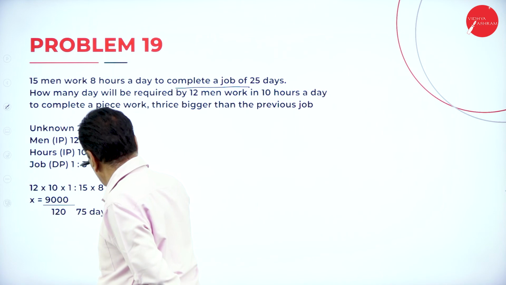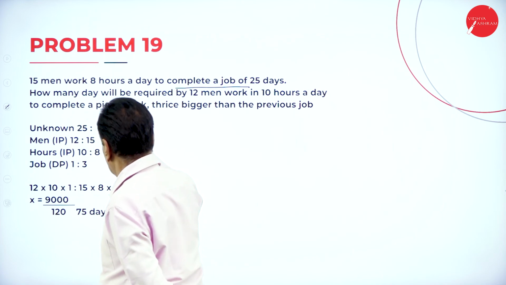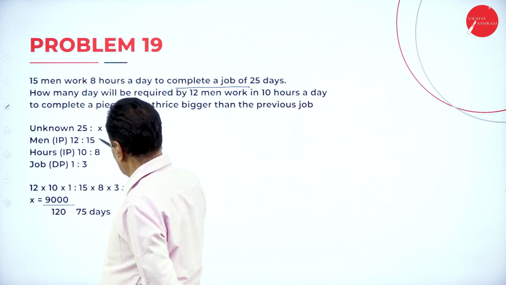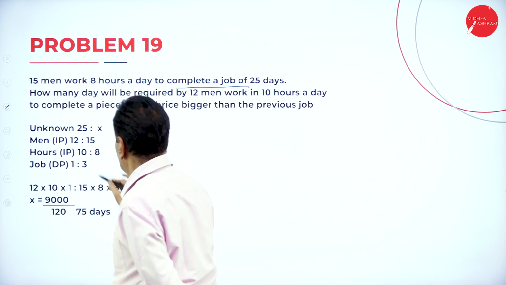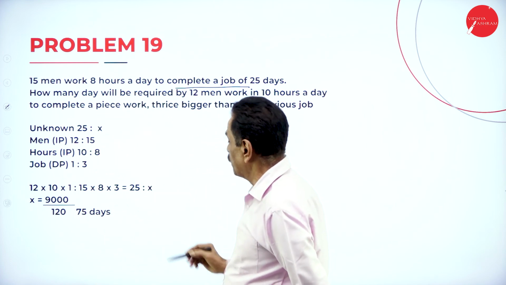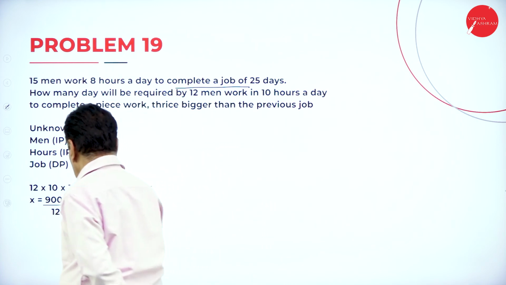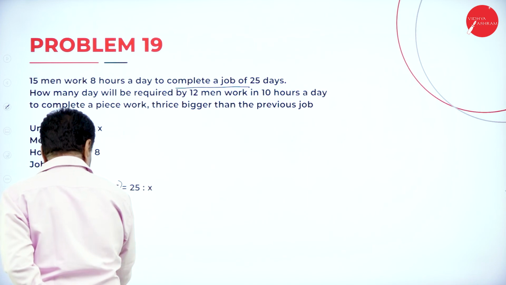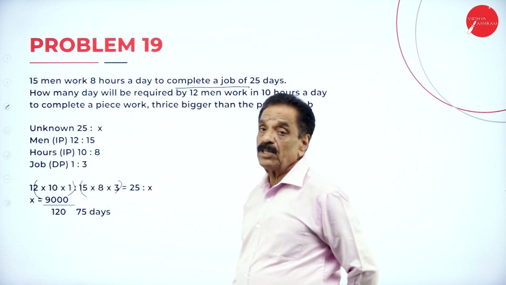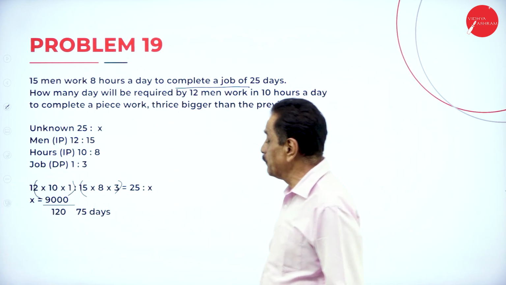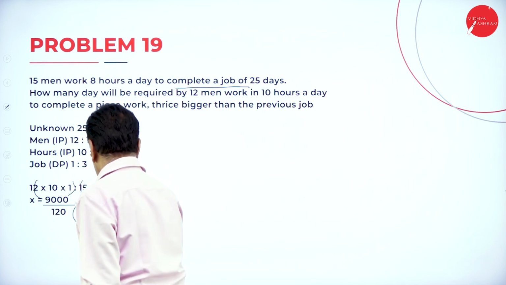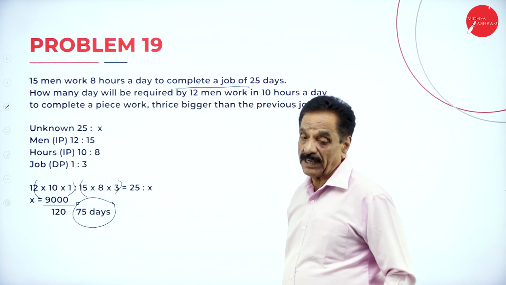See that the unknown is there now. 12 into 10 into 1 is to 15 into 8 into 3 is to 25 is to x. If you work this out, this is 1, this is 1, is to 25 is to x. It works out to 9,000 divided by 120, which is equal to 75 days. It will come to 75 days.